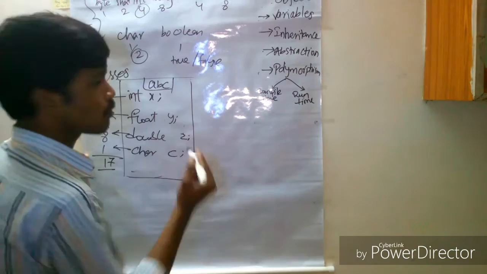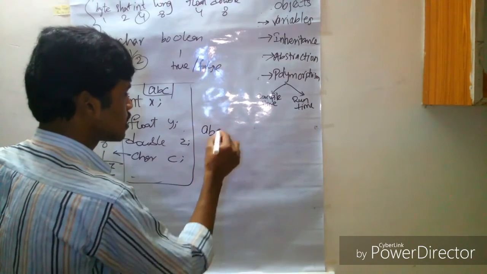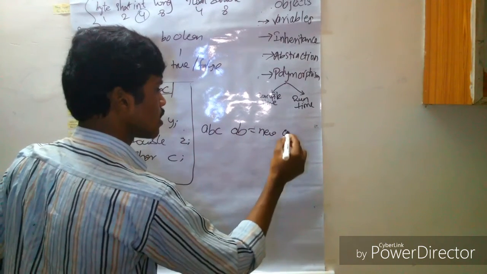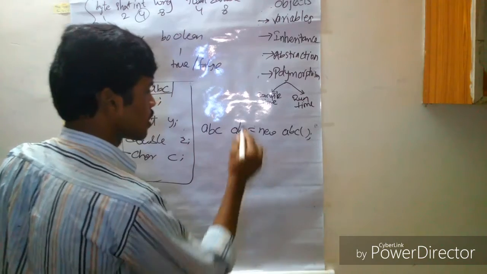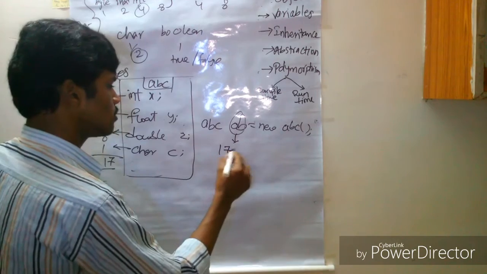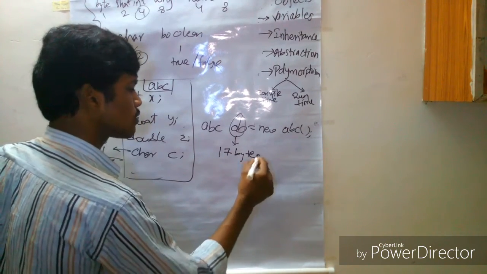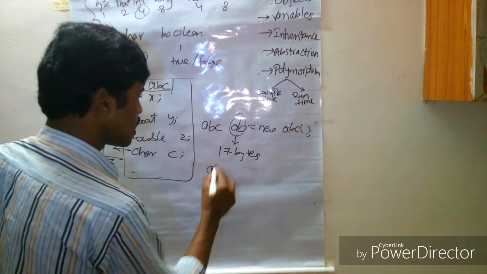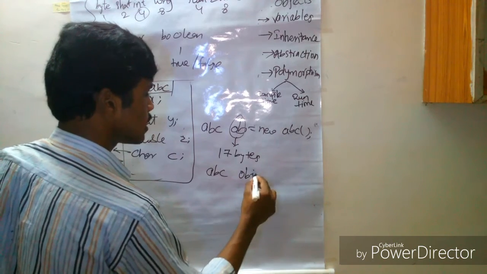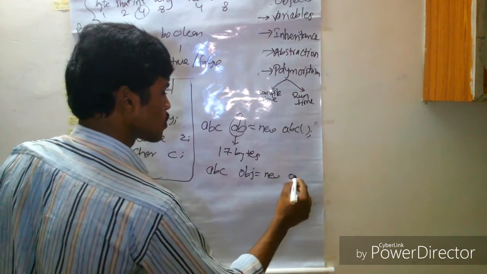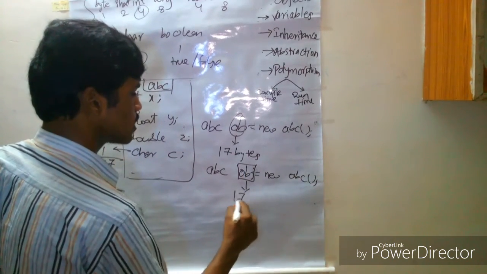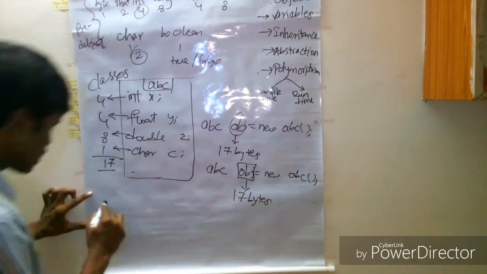So if I create any object of this ABC, ob is equal to new ABC. This ob is an object of ABC. It is also going to have 17 bytes of memory allocated separately only for this ob. If I create one more object, obj is equal to new ABC, this obj is also going to occupy 17 bytes of space in the memory in this way.